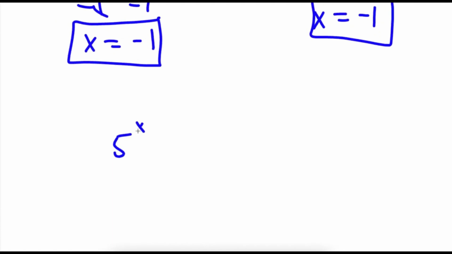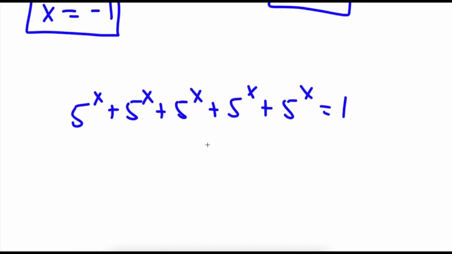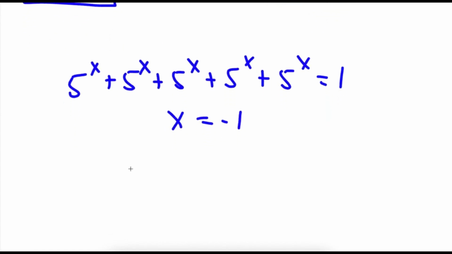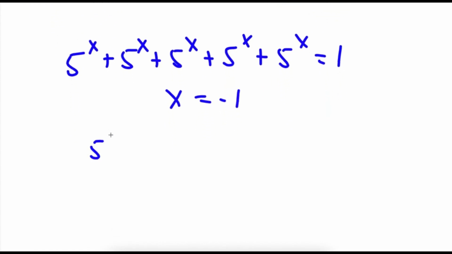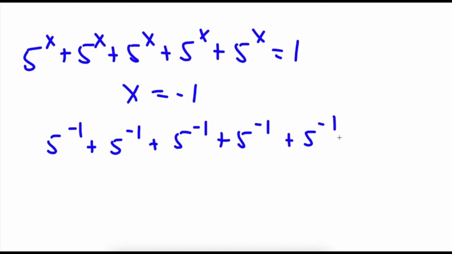So now I have 5 to the power of x plus 5 to the power of x plus 5 to the power of x plus 5 to the power of x plus 5 to the power of x is equal to 1, and x is equal to negative 1. So now I have 5 to the power of negative 1 plus 5 to the power of negative 1 plus 5 to the power of negative 1 plus 5 to the power of negative 1 plus 5 to the power of negative 1.